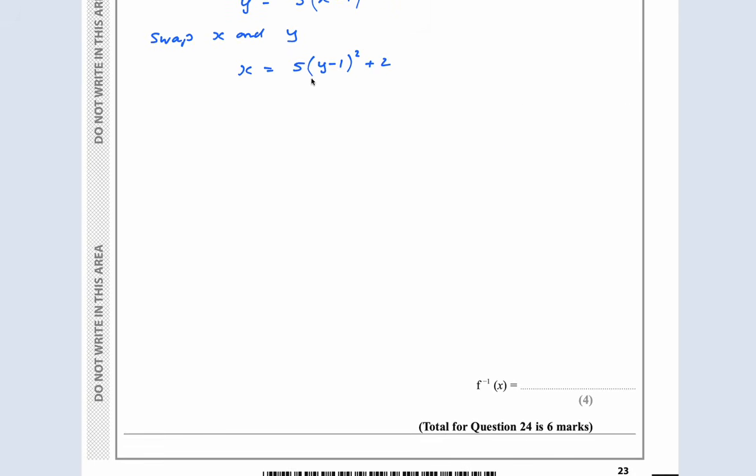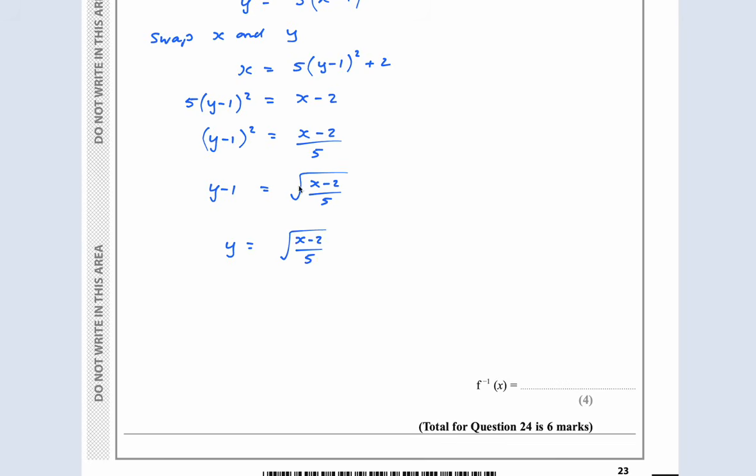And now we essentially make y the subject. So I'm going to subtract 2, although I'll put this over here. 5 times (y minus 1) squared equals x minus 2. So I subtracted 2 and swapped them. Hope that's okay. Divide by 5. (y minus 1) squared equals (x minus 2) over 5. y minus 1 is the square root of (x minus 2) over 5. And y is then the square root of (x minus 2) over 5, plus 1, like that. And that's the inverse function.